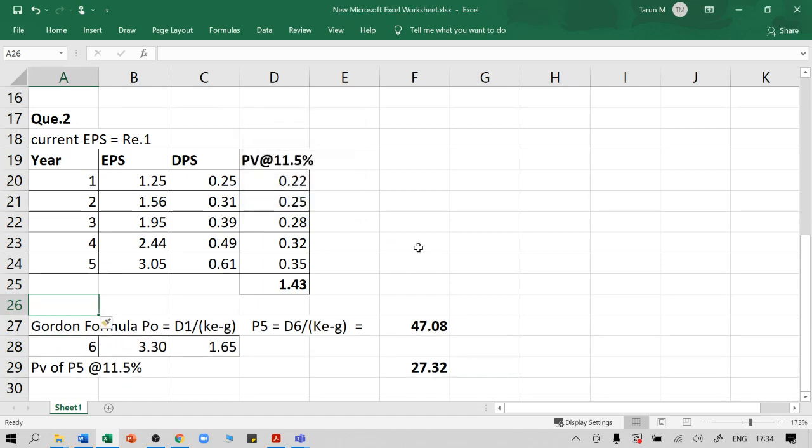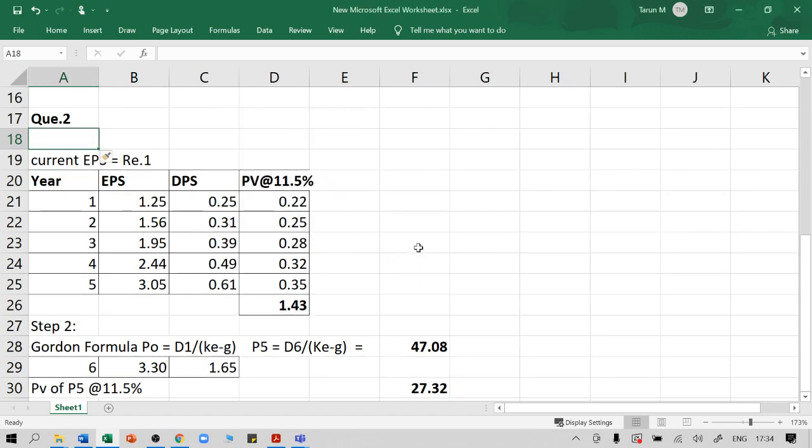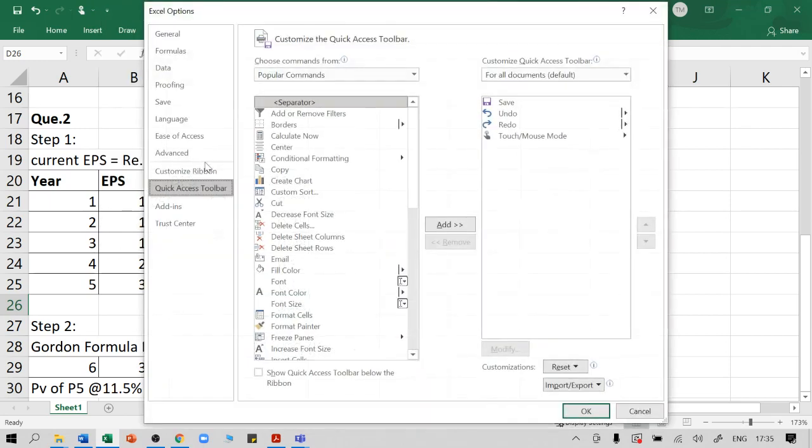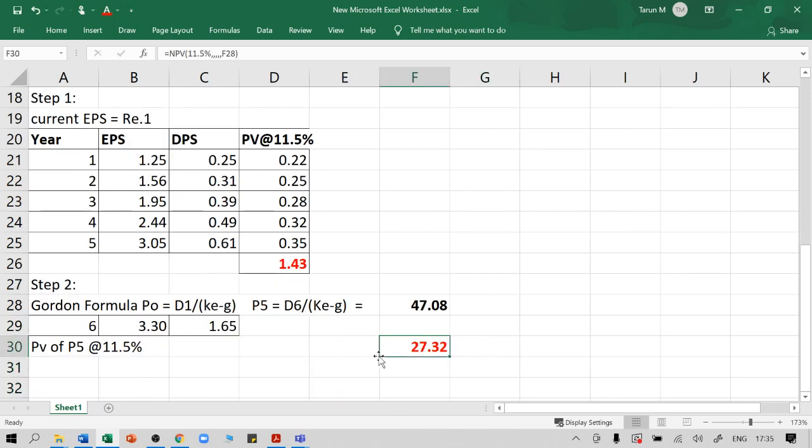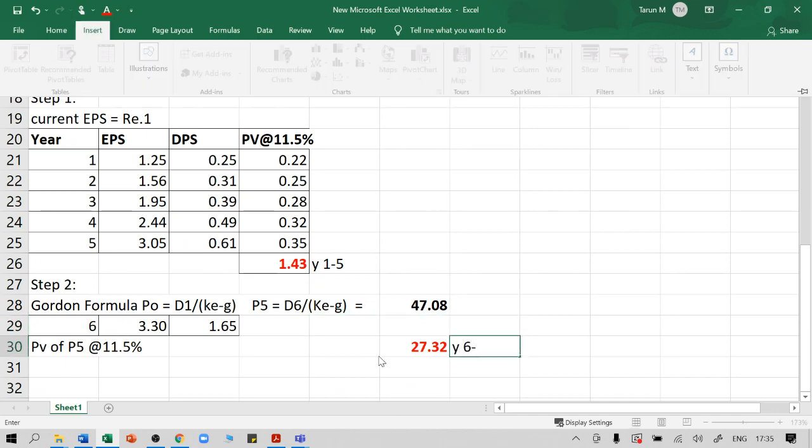So now allow me to say that this is my step number 2, and this one was my step number 1. In step 1, the sum of present value was 1.43. In step 2, I found present value. So this 1.43 is representing the sum of present value of cash flows for the first 5 years, while this 27.32 is representing the sum of present value of cash flows from 6 to infinite years. This is representing year 1 to 5, while this is representing year 6 to infinite.